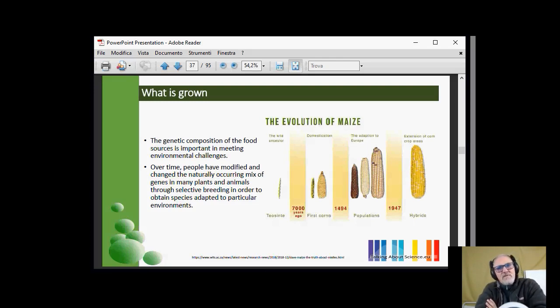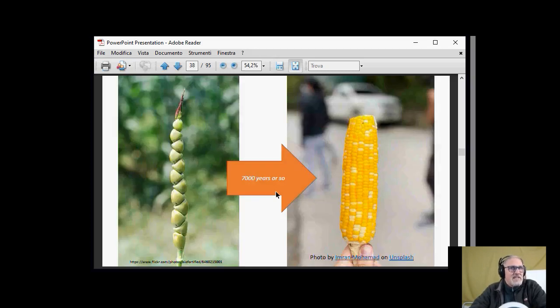Maize. This is corn, of course, and this illustrates how the genetics of the species needs to be changed in order to adapt it to something which is, let's say, more productive. So looking at this progression now, this one you can't really see here because it's a bit small, that's what it looks like.